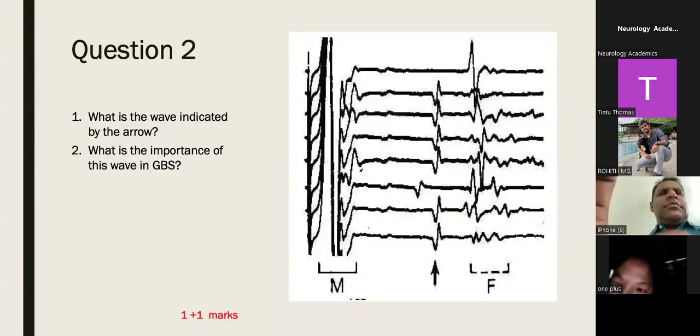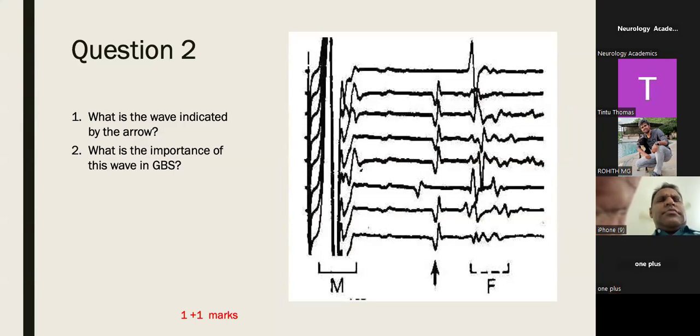Moving on to the second question. See this image where the arrow is showing a wave in the nerve conduction study. What is the wave indicated by the arrow? What is the importance of this wave in GBS?